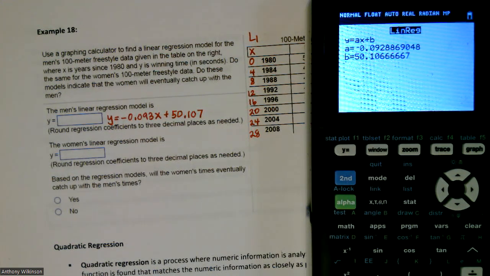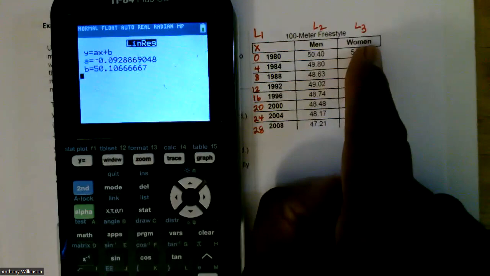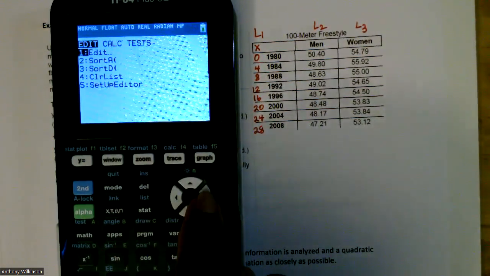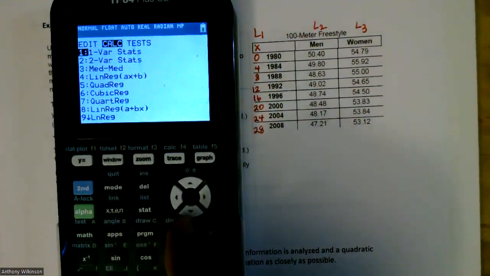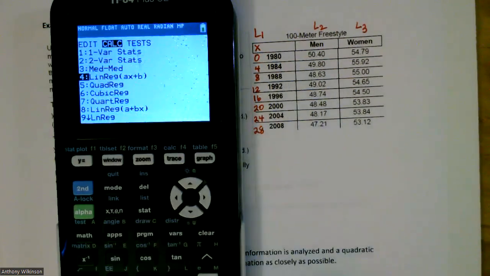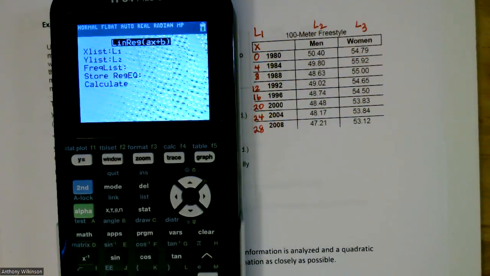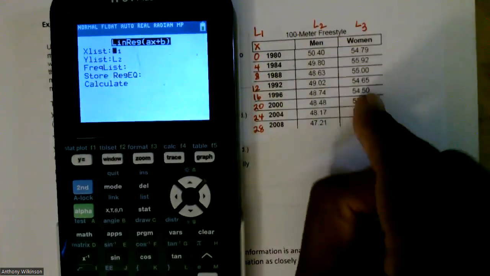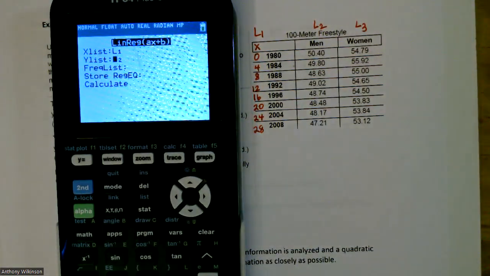Now for women. Now notice for women, it was stored in L3. So I'm going to go through the same procedure: press the stat key, use the right arrow key for the calculate menu, select menu item number 4 for the linear regression model. Now L1 is going to stay the same. That's the years. But this time the women were stored in L3. So when I go down to the Y list, I need to change that to L3.